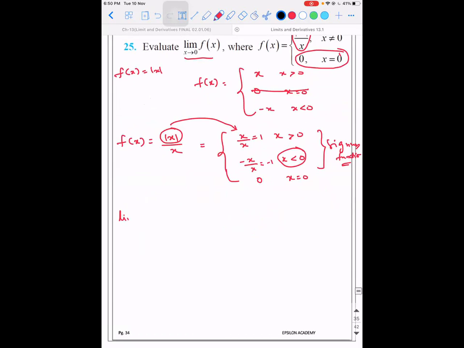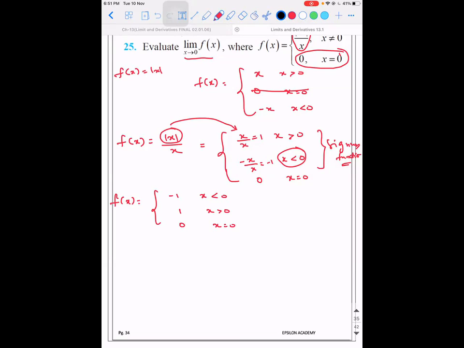Okay. So I'll write the function clearly. F of x is equal to 1 when x is greater than 0, and is equal to minus 1 when x is less than 0.